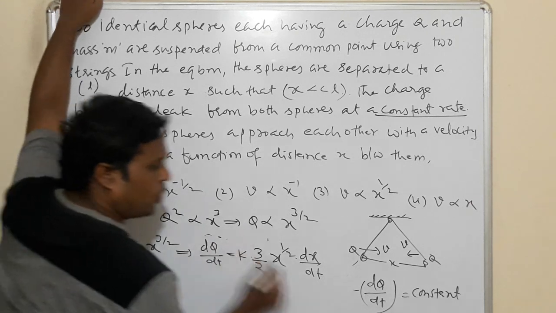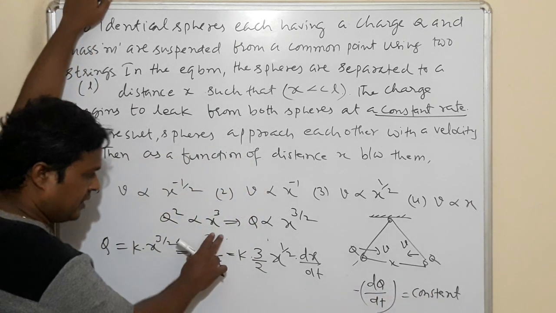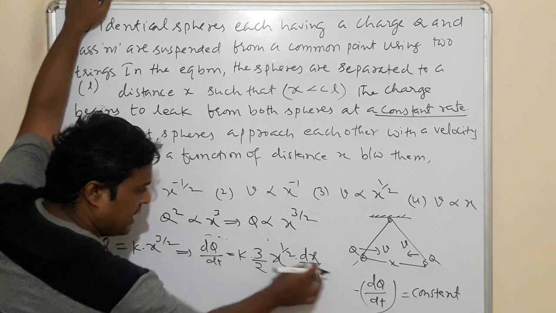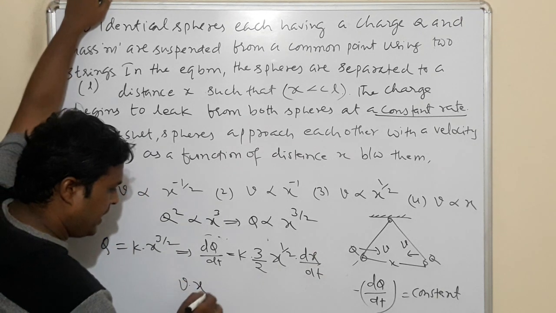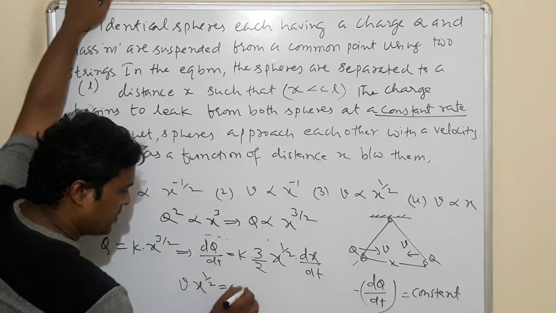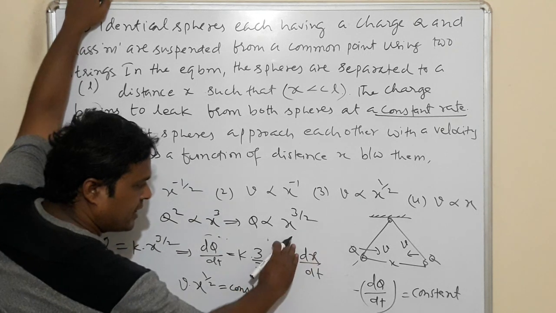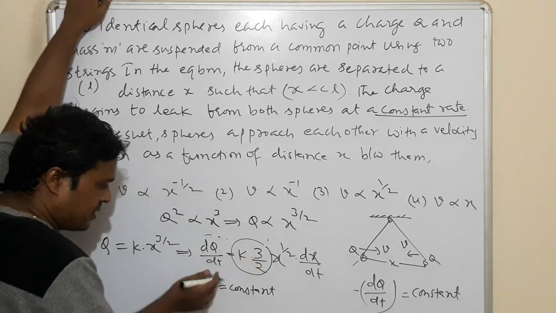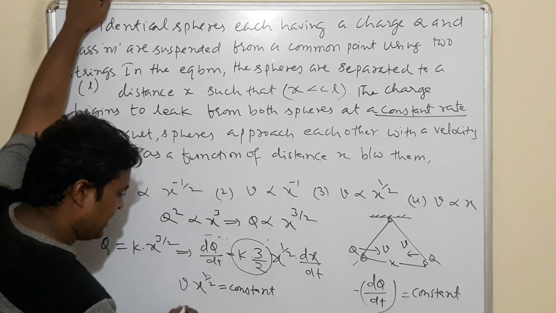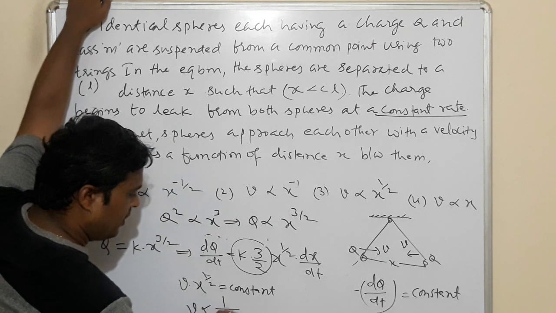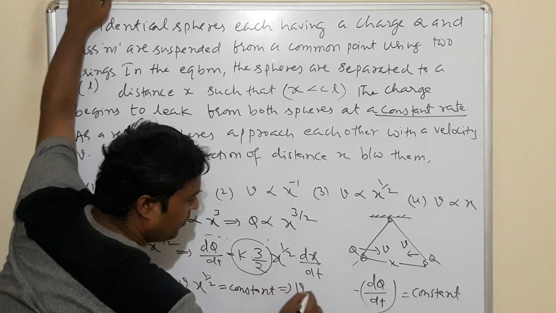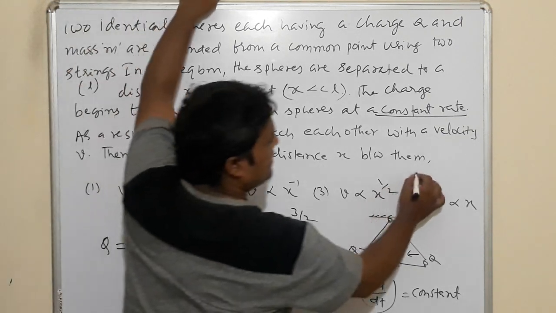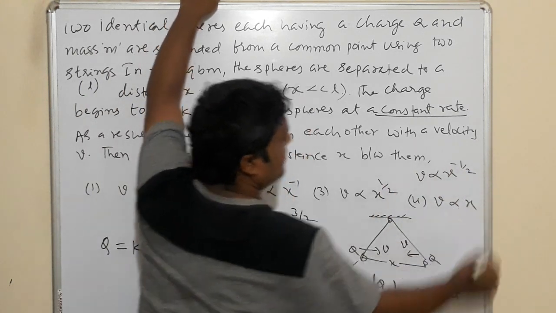Now this is dq by dt, and they have given that it is constant. That means dx by dt, which is v, into x raised to half is equal to a constant. This constant divided by this constant will be a constant. Then v will be proportional to 1 by x raised to half. That means v is directly proportional to x raised to minus half.